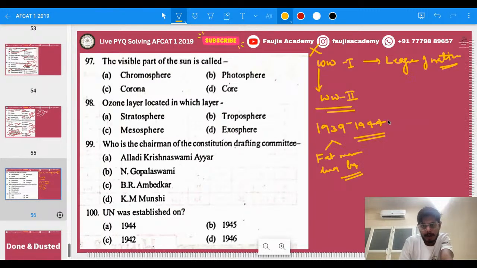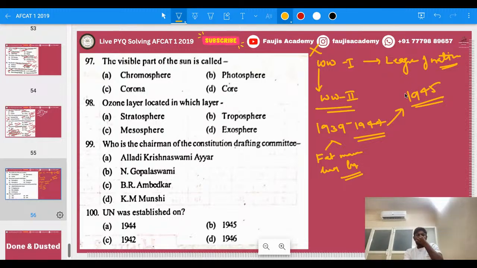So after the end of 1944, they called a meeting, and in 1945, on 26th of October, they formed the UN with its headquarters at New York. So this is the correct answer.